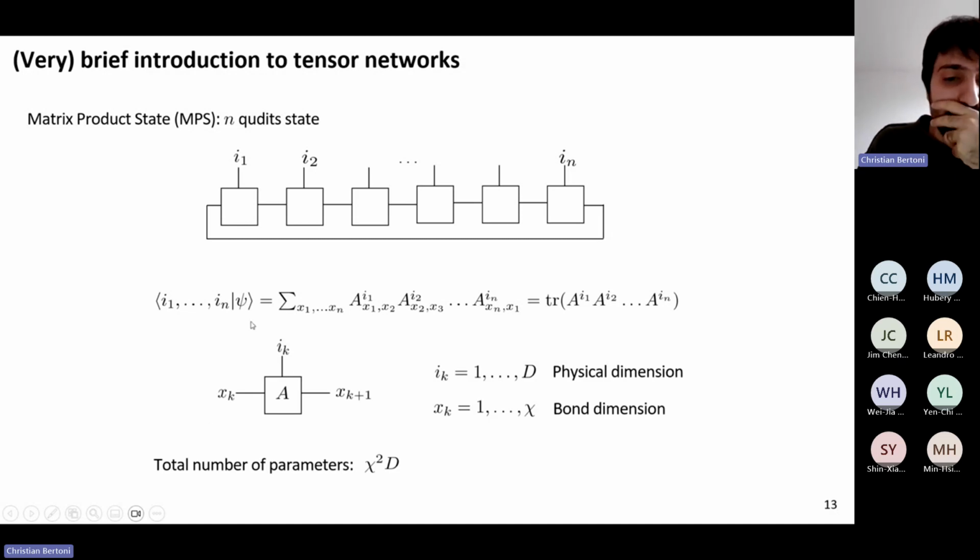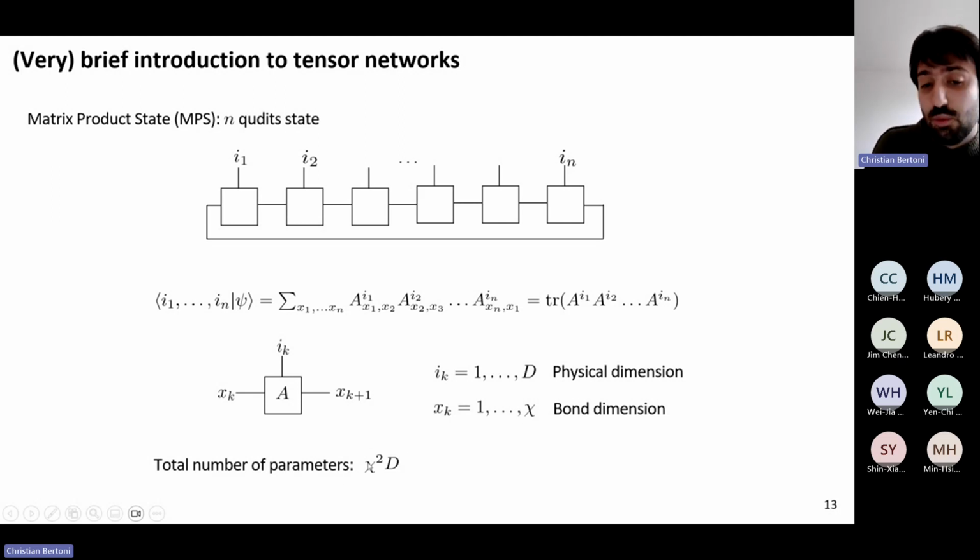And if we look a little bit more in detail at this tensor, this has some upward legs, which is actually the physical leg. This spans indices from 1 to some d, which is the physical dimension. For qubits, this would be 2. And the lateral legs, these indices span from 1 to some chi, which is called the bond dimension, and this effectively encodes how entangled the state is. And the total number of parameters here is chi squared times d.